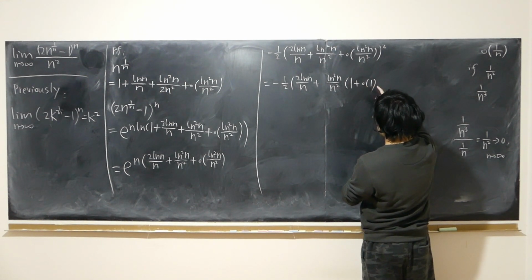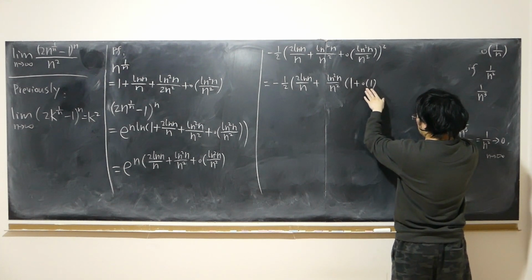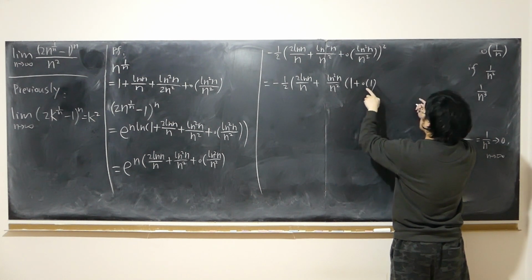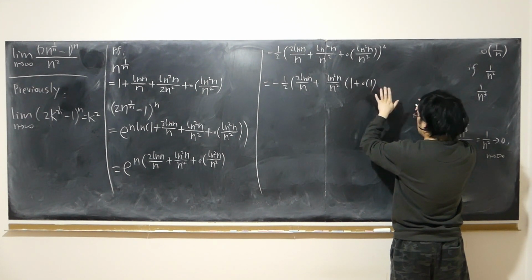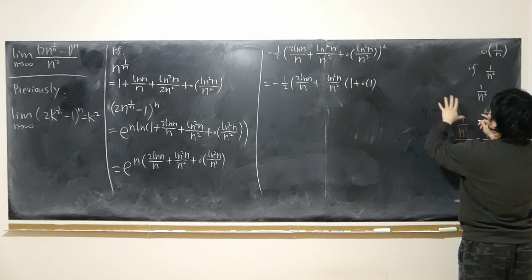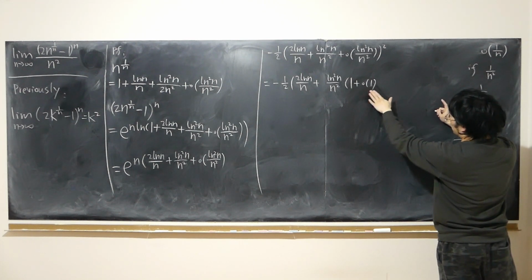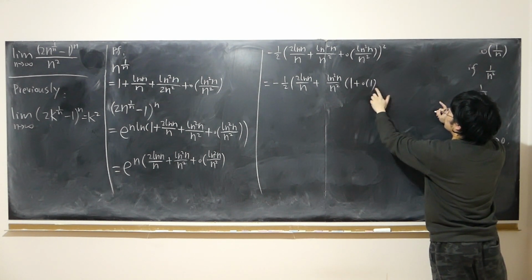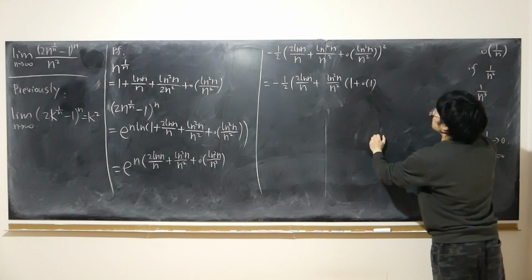Little o of 1 meaning this thing approaches 0 faster than 1. So what does that mean? So that means if something divided by 1 can approach 0, then this approaches 0 faster than 1, right? So for example, 1 over n is little o of 1. Because 1 over n divided by 1 still approaches 0. So this can be viewed as some sequence approaching 0. So don't worry about this.